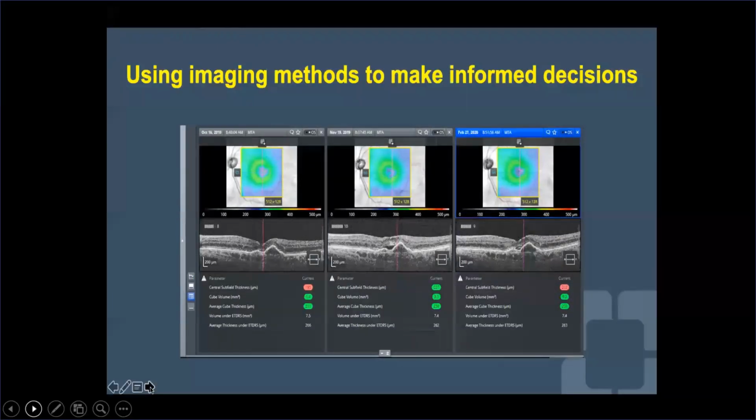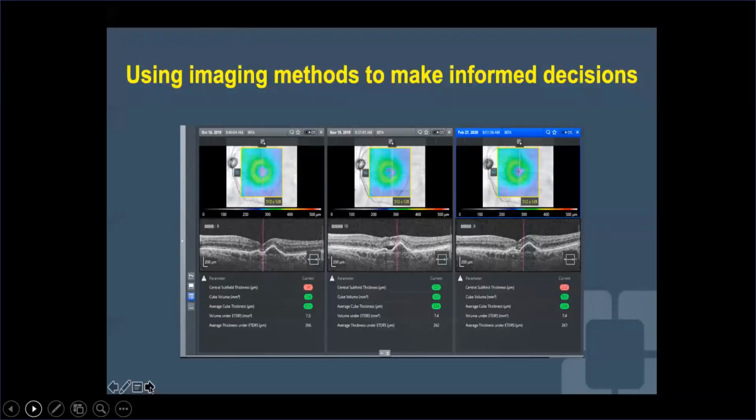Here, for example, is another slide showing you those analytics that are present. I can look at cube volume, cube average thickness, volume under the ETDRS, and average thickness under the ETDRS scans as well. Why this is important, especially in your diabetic populations, is you're trying to achieve a dry retina, but you know that a totally dry retina is not always necessary in those populations. So you can look at a cutoff of 320 or below, rather than looking at the morphology to see what the OCT shows in your diabetic populations.